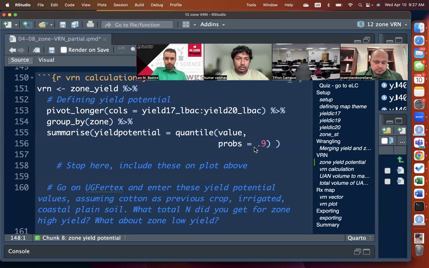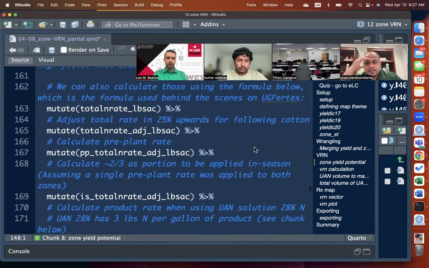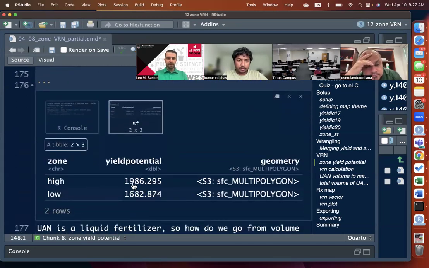In which you are asking for the difference? Yeah, so when you run it on your side, what is the difference between the yield potential of the high and low zone? In my case, it's about 300 pounds. What about you? Let me see. 600, 300, almost 300 and something.